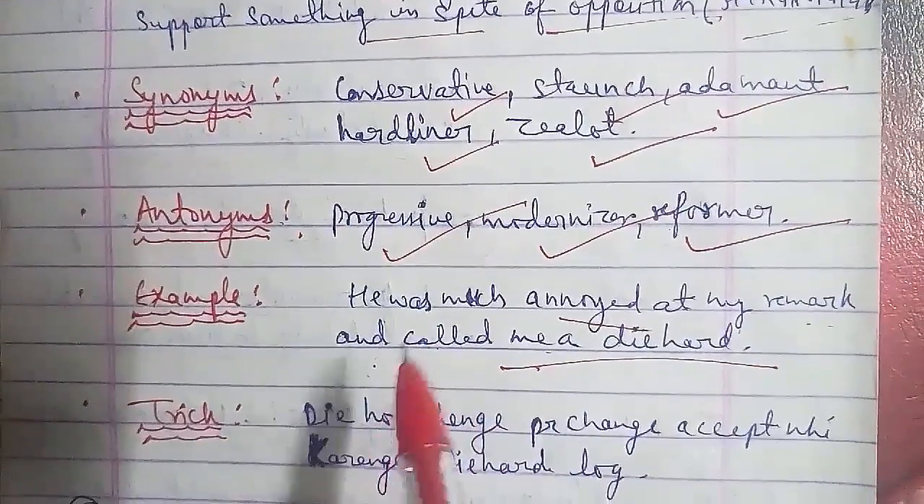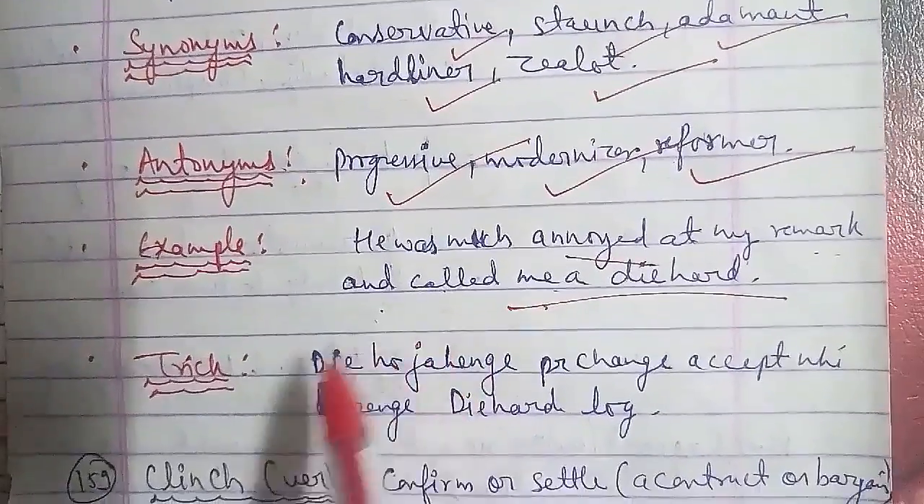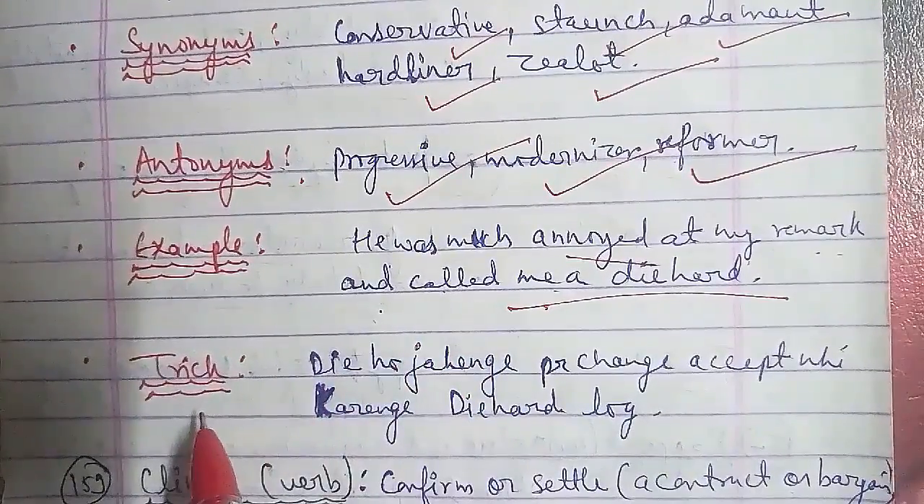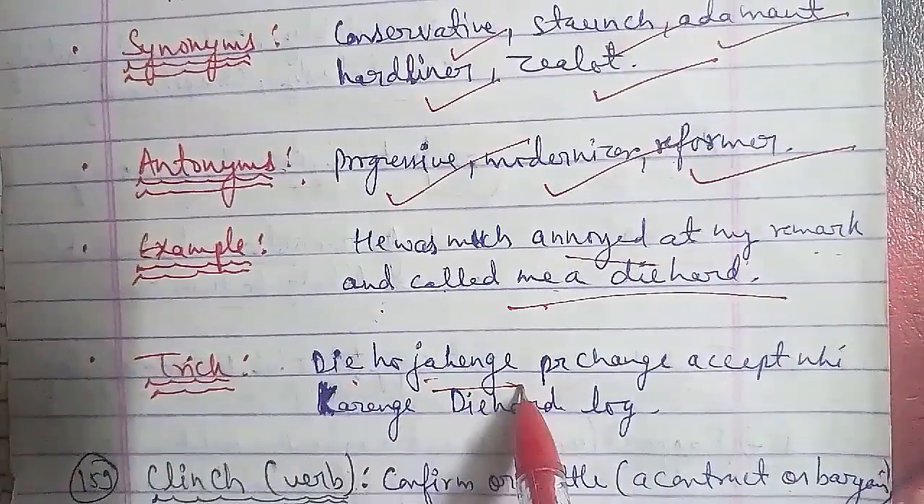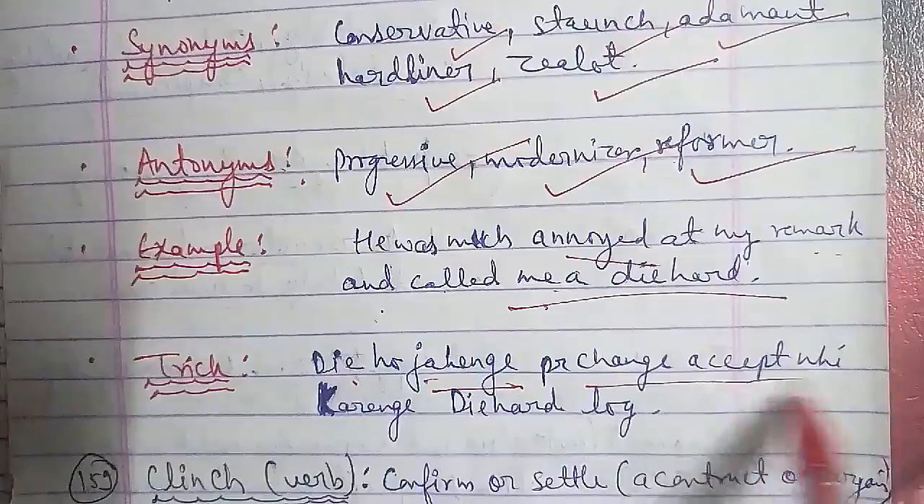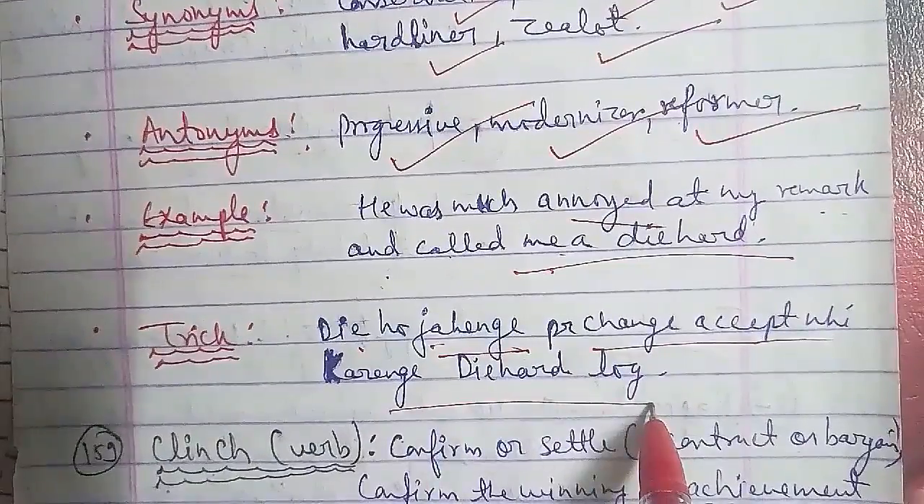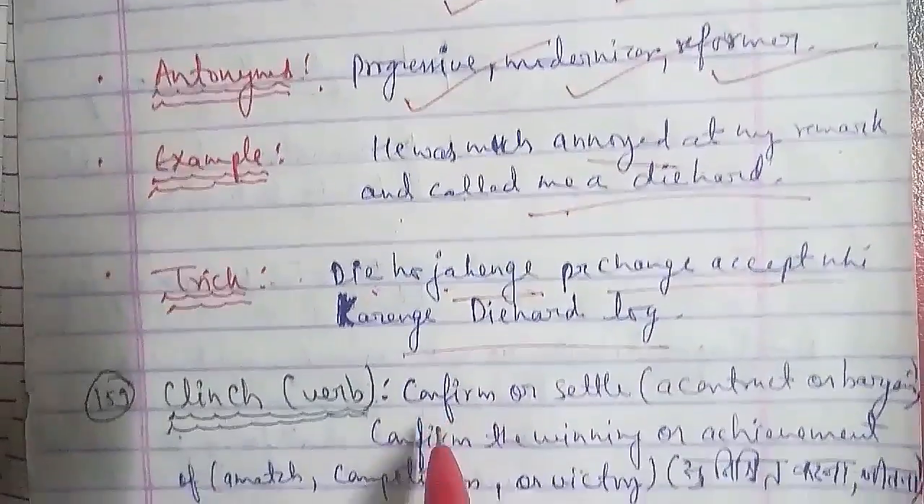Now the trick to learn this word is: die ho जाएंगे पर चेंज एक्सेप्ट नहीं करेंगे, डाई हार्ड लोग जो होते हैं, और दैट मीन्स ये मर जाएंगे बट चेंज एक्सेप्ट नहीं करेंगे.